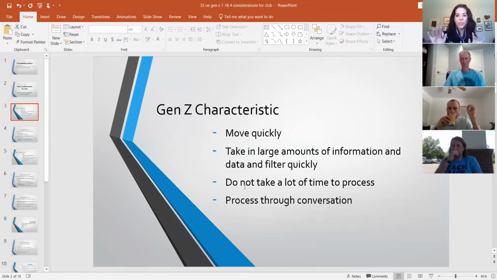Gen Z, we know, moves quickly. Part of that is their relationship with technology. If you've ever watched them on their phone, they move fast between conversations, between apps, those kinds of things. They're just constantly moving. They take in lots of information and filter it very quickly to figure out if they're going to pay attention or not. However, they don't take a lot of time to process.